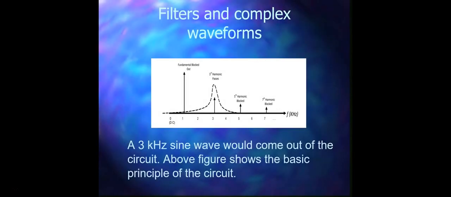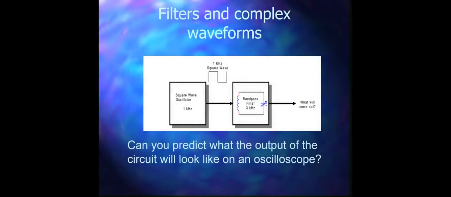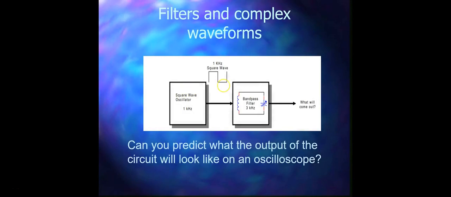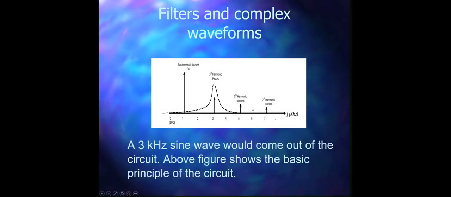So filter and complex waveforms is continued in this slide, and here we see the view on the spectrum analyzer of the waveform, and here we see a fundamental frequency is blocked out. If you remember, the signal was a 1 kilohertz square wave, which means the fundamental frequency will be 1 kilohertz, and it is passing a third harmonic, which is 3 kilohertz. And why is this passing only 3 kilohertz? Because this is a band pass filter and it is set at a 3 kilohertz frequency.